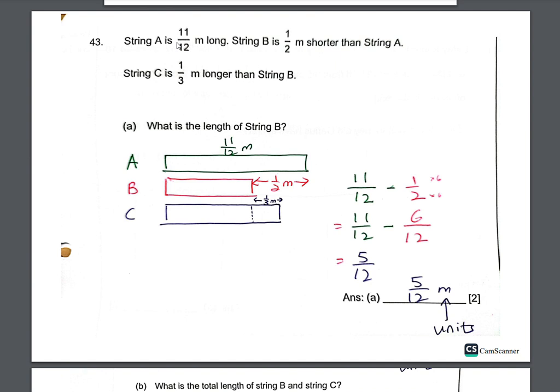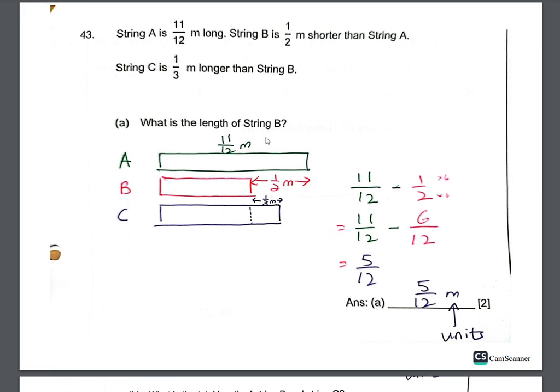String A is 11/12 meter long. String B is half meter shorter than string A. See, half meter shorter. String C is 1/3 meter longer than string B. String C is longer by 1/3. Now, next one. What's the length of string B?